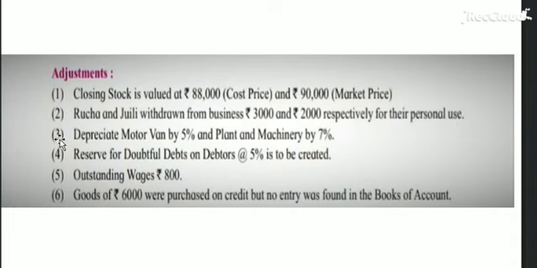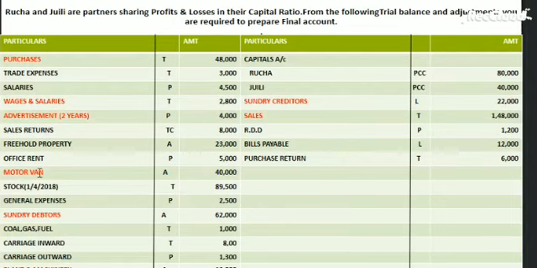Now come to the adjustment number 3. Depreciate motor van by 5% and plant and machinery by 7%. Here adjustments are related with assets, therefore we will go to the trial balance. Here we have marked motor van also with red, it means we have to leave one line, adjustment is there, and even plant and machinery also we have marked as red, it means adjustment is related, and therefore we have to leave one line. Come to the next adjustment.